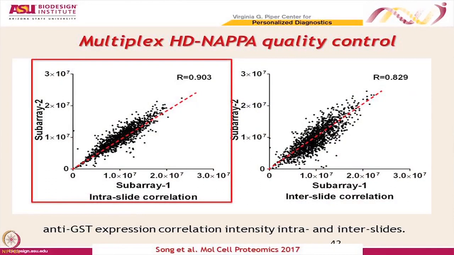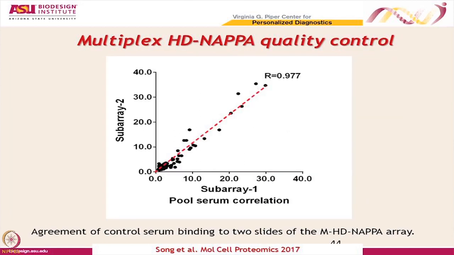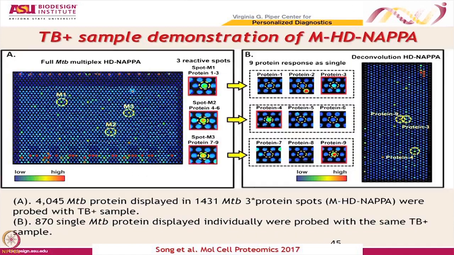So what we did here is we compared one of those subarrays to another subarray to make sure that from subarray to subarray they were reproducible. That's what this is. This is within a slide, and then this is looking at two different slides, again, to make sure everything is aligned right. And then when we did our screening experiment, once again, we wanted to make sure that we were getting the same result day to day. And so here you see two different arrays, two different days, and again, you're getting very good alignment there.